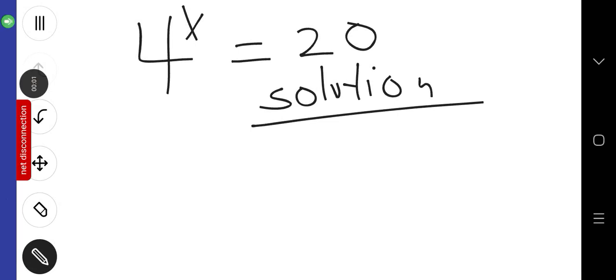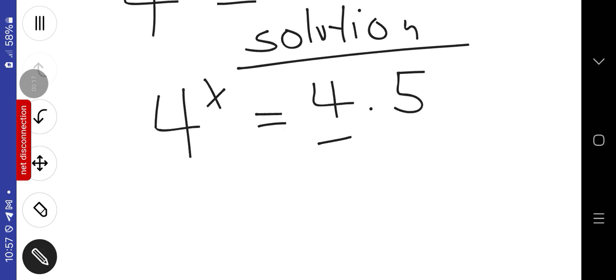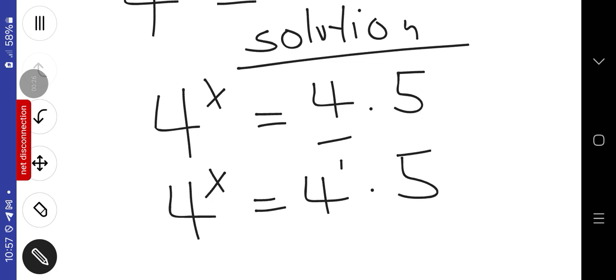All right, so we have 4 exponent x is equal to 20. Now we can break down 20 as 4 times 5. So our equation becomes 4 exponent x is equal to 4 times 5. Now 4 here can be written as 4 exponent 1. So we can have 4 exponent x is equal to 4 exponent 1 times 5.